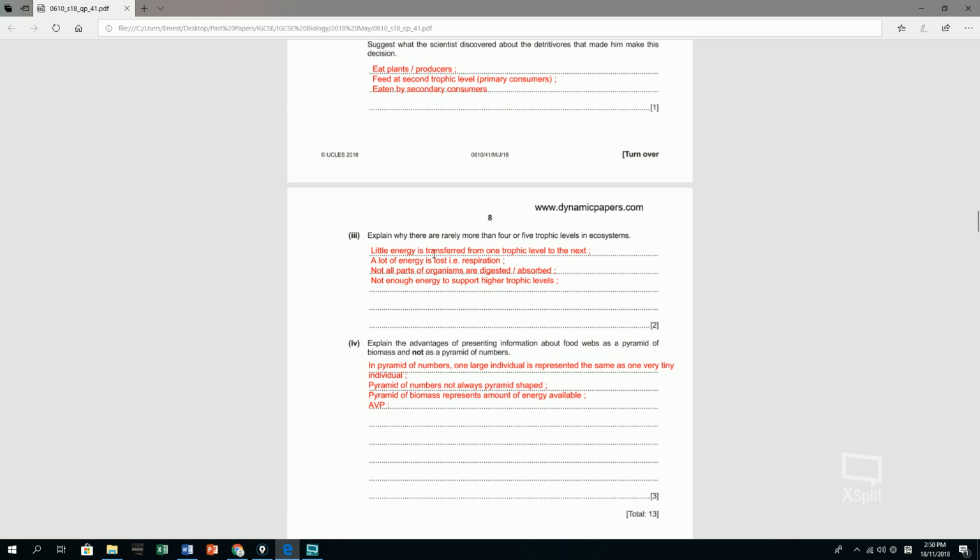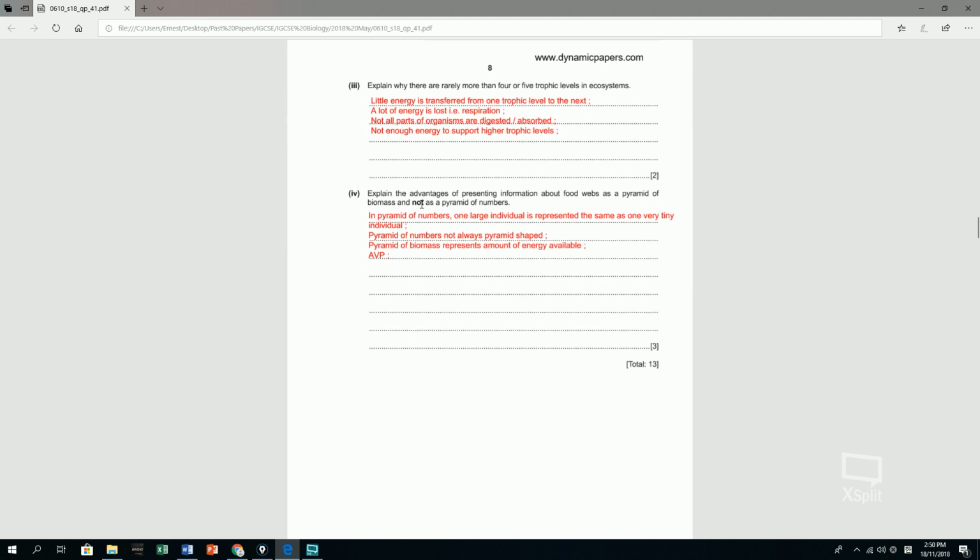So, you know, those are a couple of things why there are a lot of energy losses, but ultimately what it comes down to is that there isn't enough energy to support higher trophic levels because, you know, energy drops at each level. Okay, so that's why you have a cap of 4 or 5 trophic levels per ecosystem.